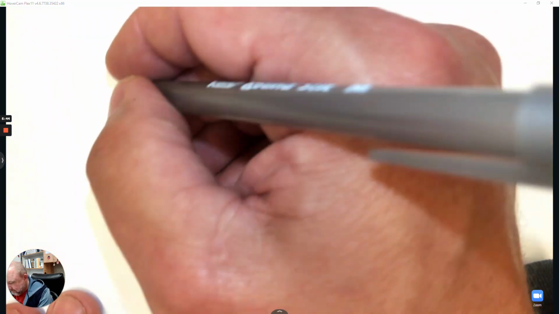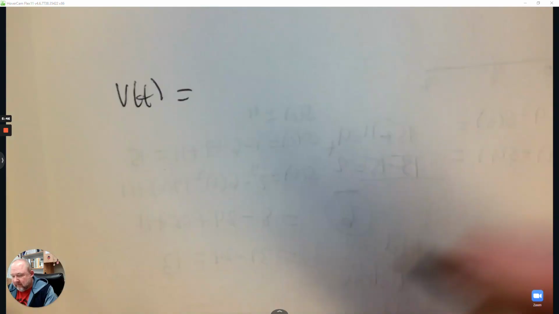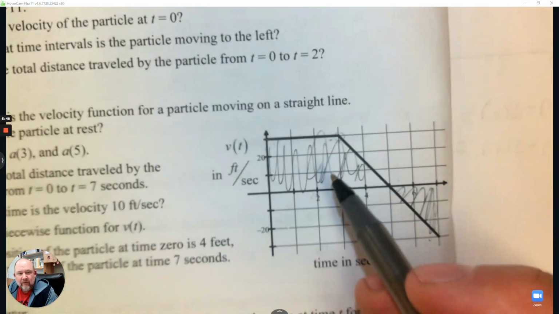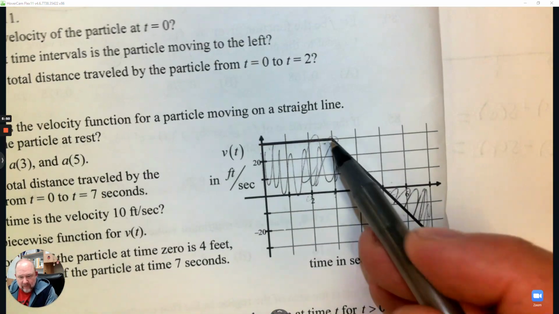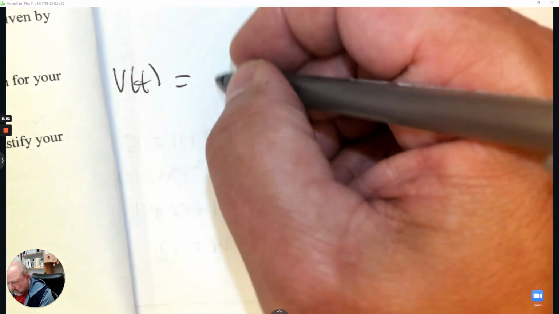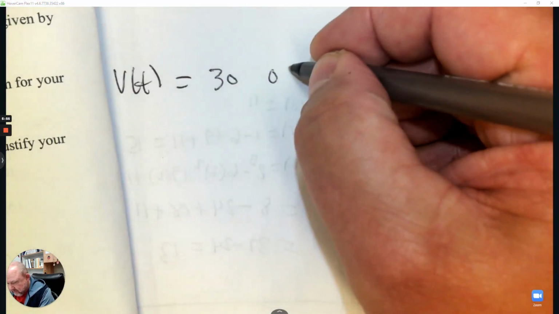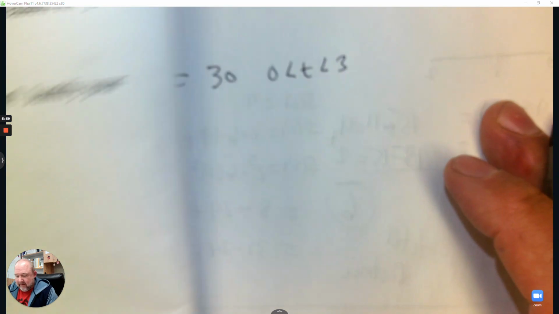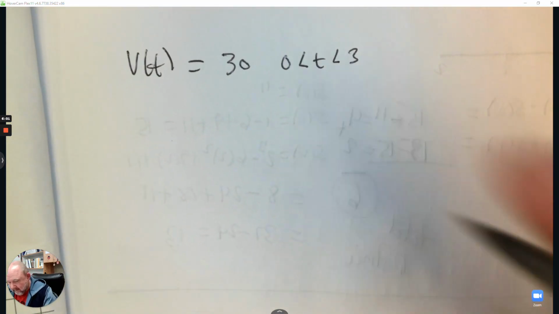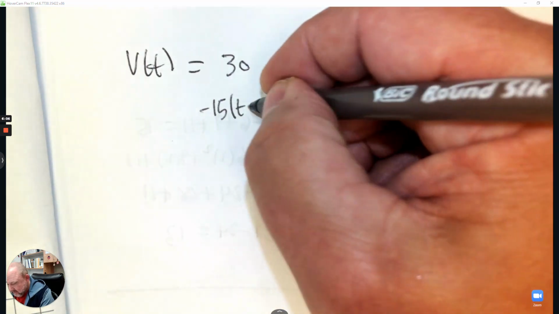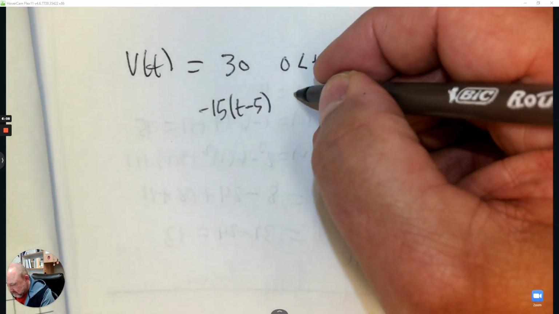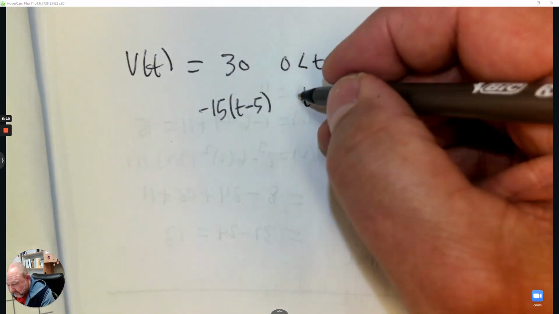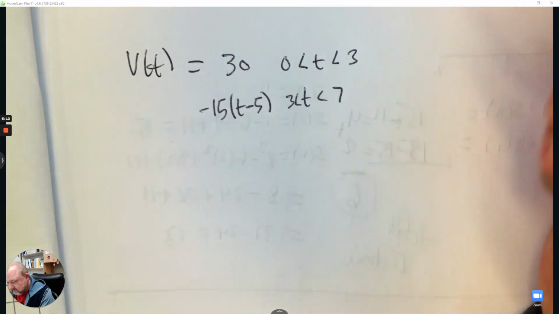It says give a piecewise function for the velocity. So if I think of the velocity as two pieces, the first piece is just 30, a horizontal line, and it's 30 from 0 to 3. And then the second piece, we just did an equational line. That was negative 15. We're going to use t, and that's t minus 5, and that's from 3 to 7.